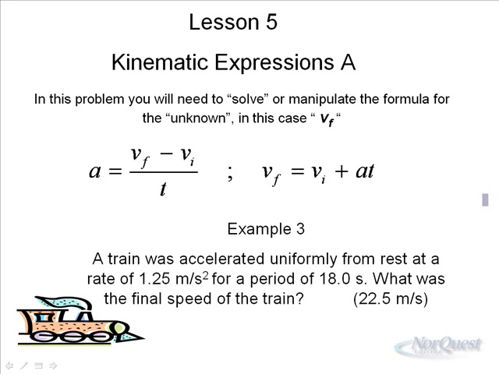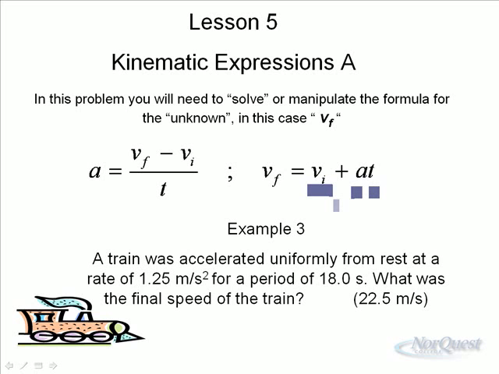So example number 3, a train was accelerated uniformly from rest. Of course, that means that the initial velocity was 0, at a rate of 1.25 meters per second squared for a period of 18 seconds. So here's a train starting from rest, pulling away from the station at a fairly slow rate of 1.25 for 18 seconds. What's the final speed of the train? So 0 plus 1.25 times 18 will give you an answer of very close to 22.5 meters per second. So that should work.